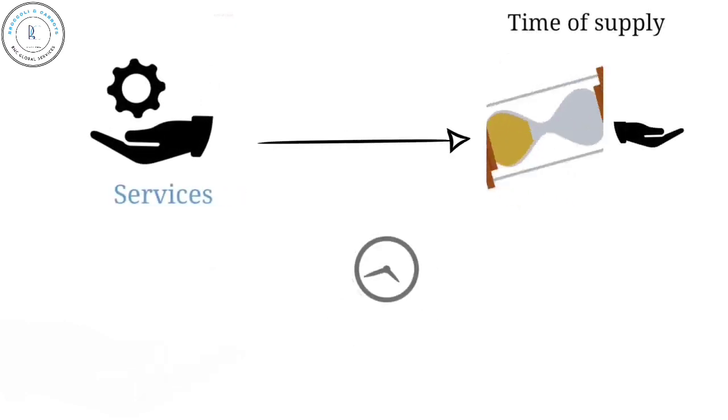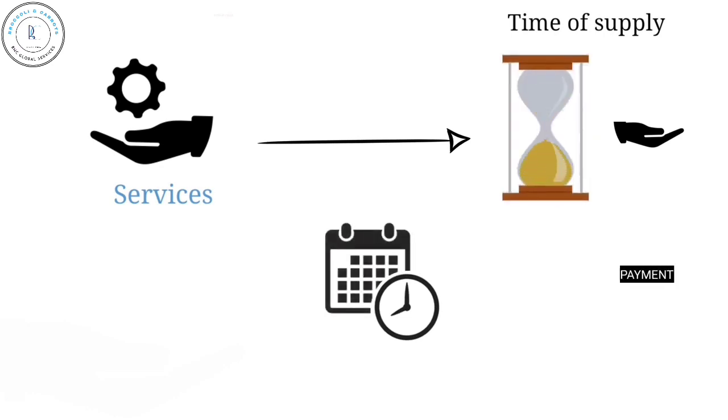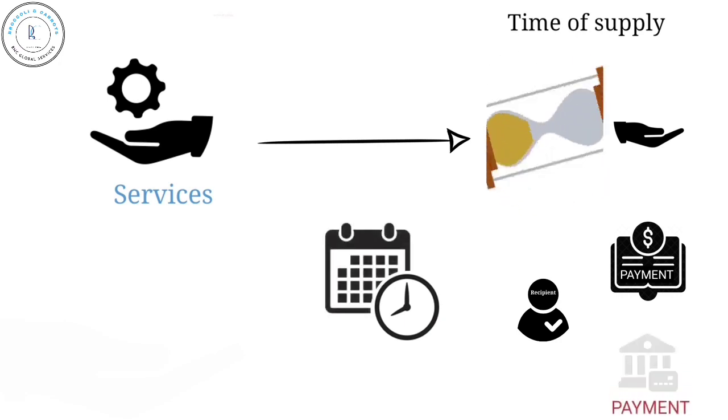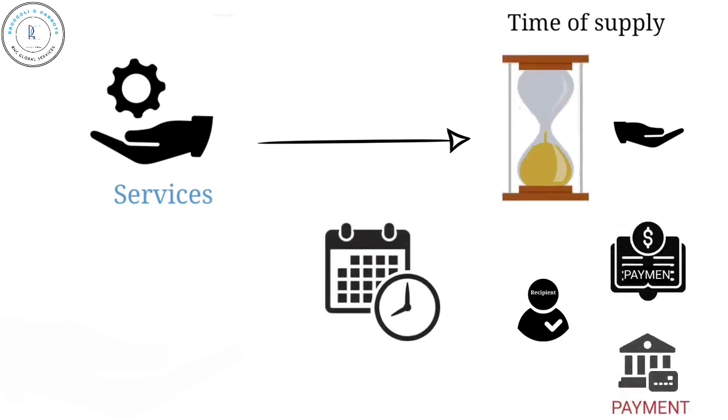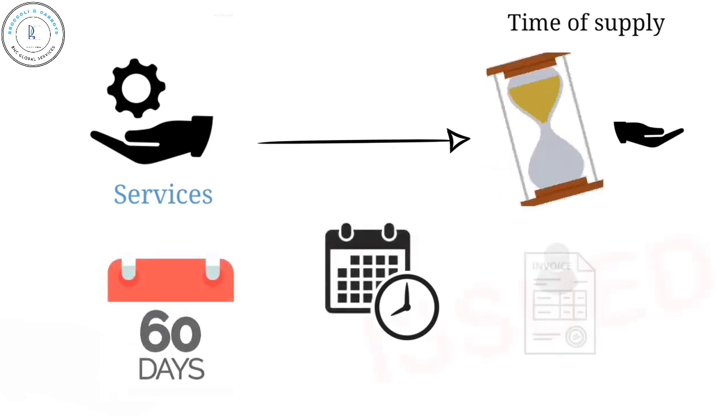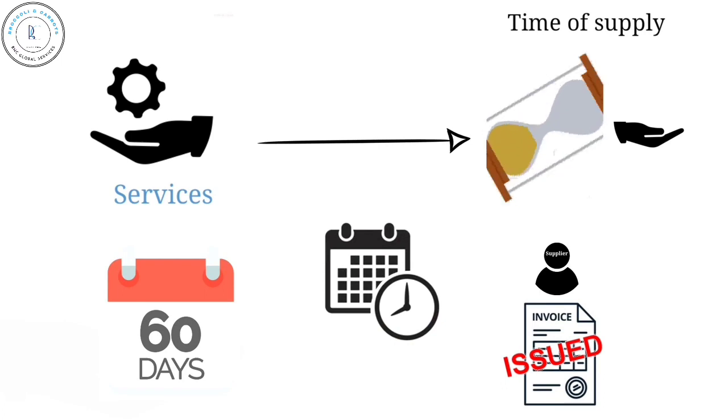In case of services, time of supply is the earliest of the date of payment as entered in the books of account of the recipient, or the date on which the payment is debited in his bank account, whichever is earlier, or the date immediately following 60 days from the date of issue of invoice by supplier.